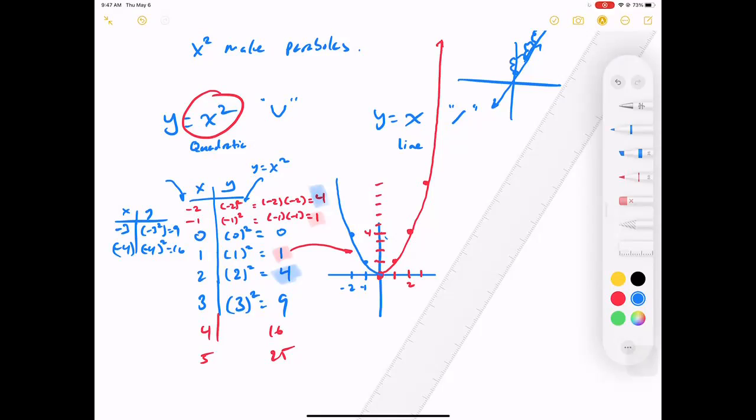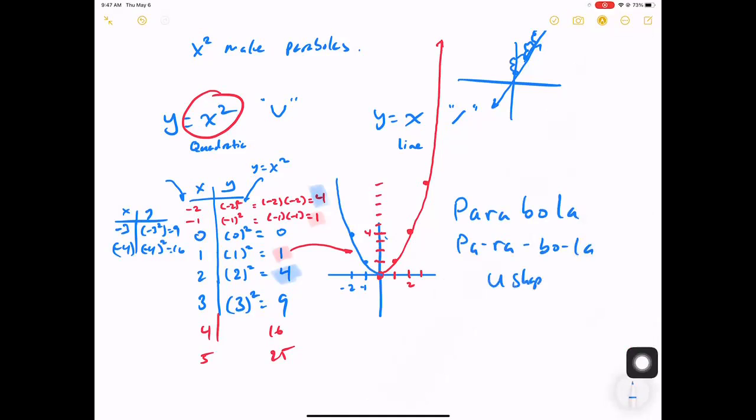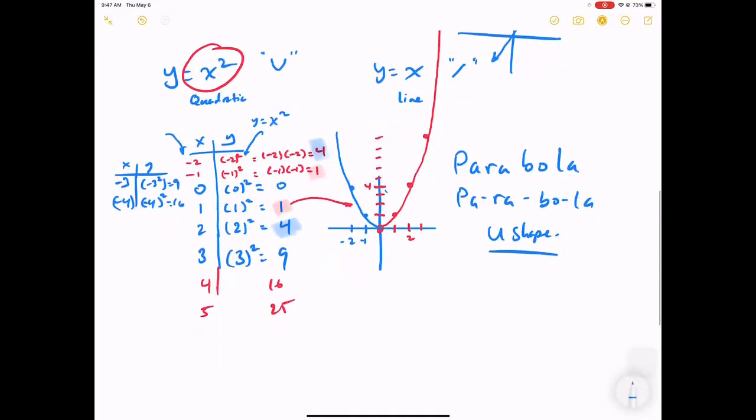If you guys could say that out loud in your homes, parabola. Parabola. Literally, it's parabola, okay? And this refers to this U shape. What happens on the left side looks like the right. Now, we could say this is like a mirror image, isn't it? A mirror image.